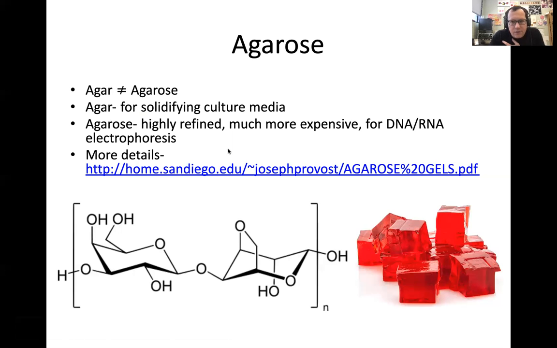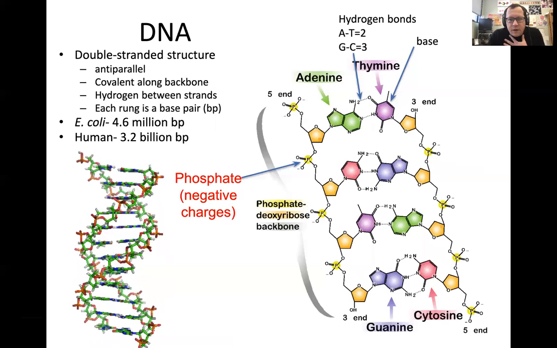So, that's what we use to grow things on. So just remember that for the future. Whenever we're making DNA gels, we're using agarose. And if we're making growth media, we're using agar. All right, so what happens here?